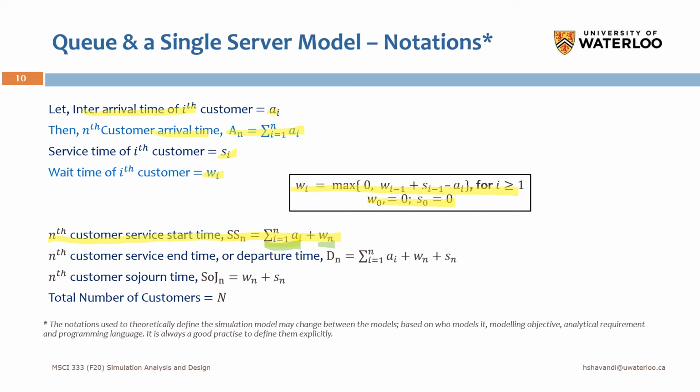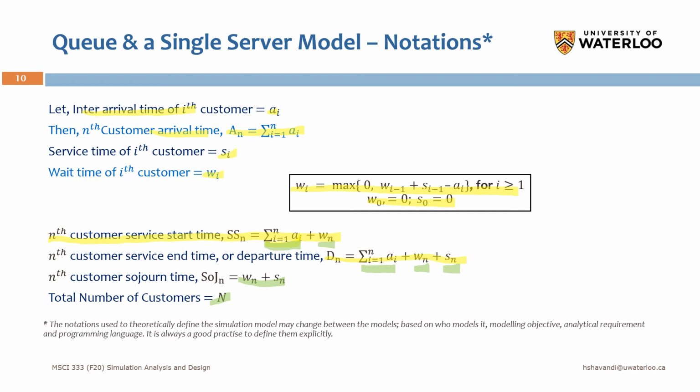The departure time or the service end time for the nth customer, D_n, will be this. The first term is the arrival time of the customer, W_n is the time that this customer waits in the line, and S_n is the service time. So adding up all these three terms gives the departure time or the service end time for customer n. Okay, and the sojourn time, the total time that customer n stays in the system, will be W_n plus S_n, right? And we have in total N customers in the system.